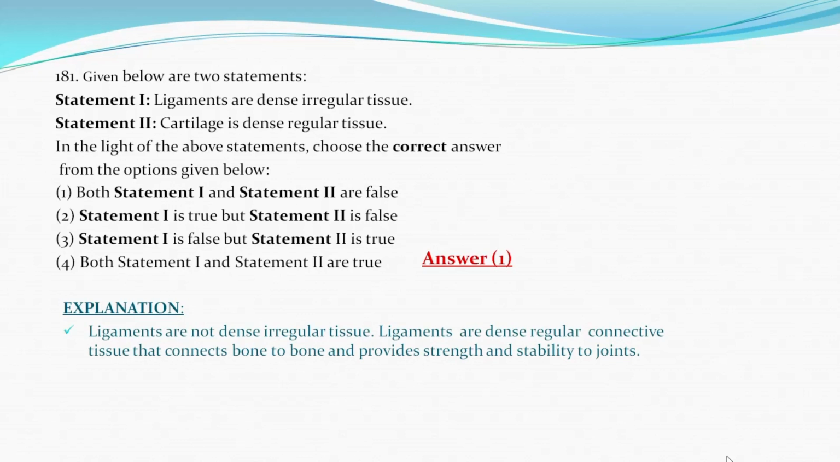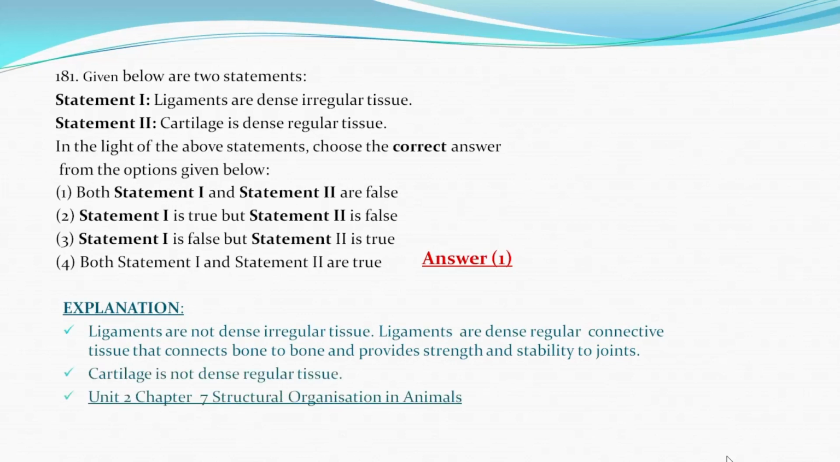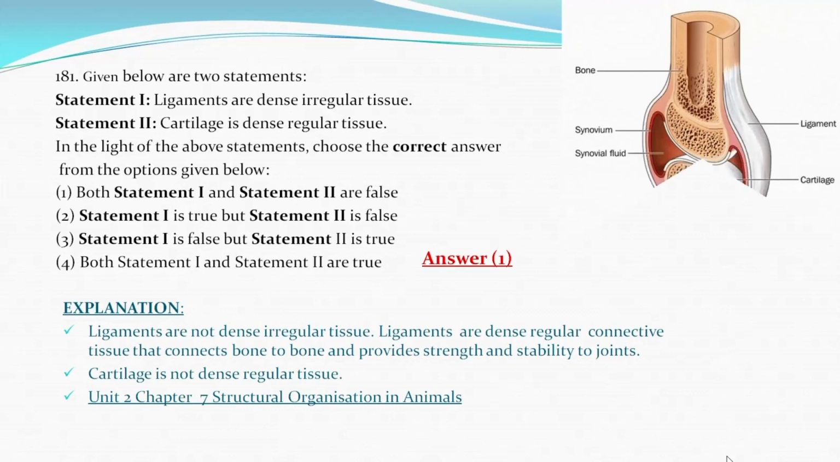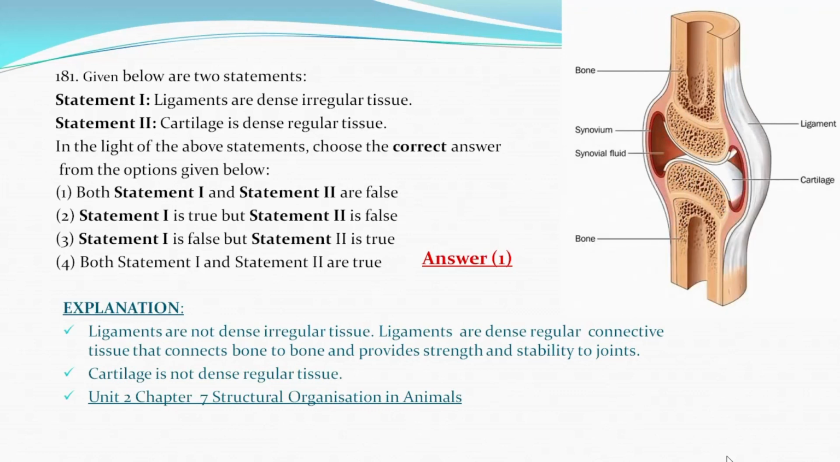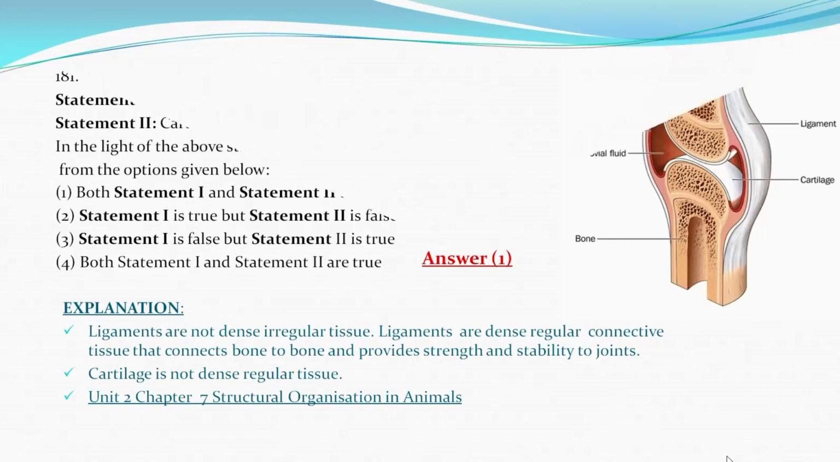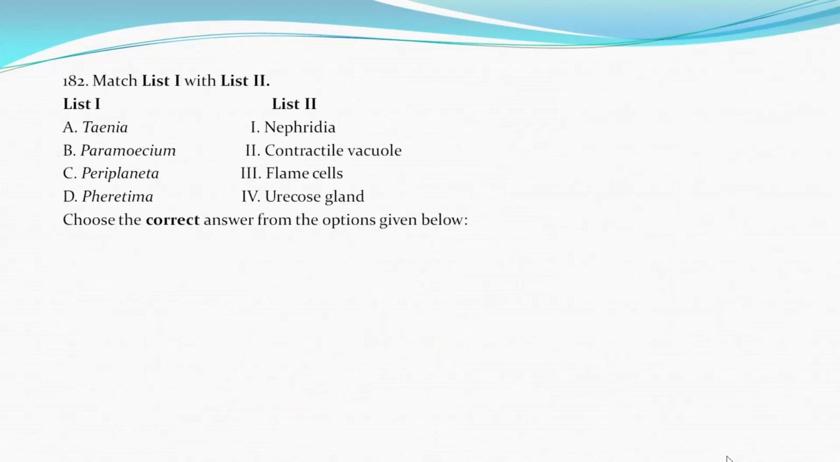Explanation: ligaments are not dense irregular tissue. Ligaments are dense regular connective tissue that connects bone to bone and provides strength and stability to joints. Cartilage is not dense irregular tissue. This question is taken from Unit 2, Chapter 7, Structural Organization in Animals.